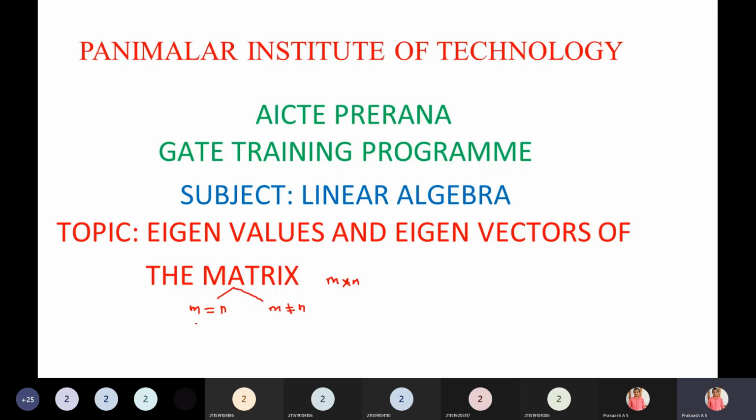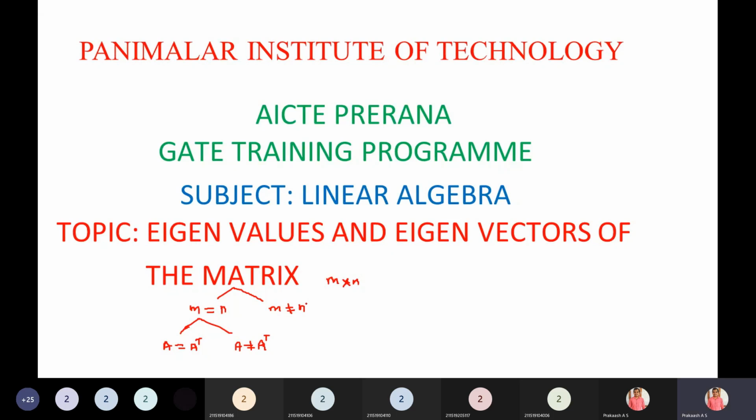In the square matrix, we classify two types: one is the symmetric matrix and another one is the non-symmetric matrix. What is a symmetric matrix? A square matrix A is said to be symmetric if A equals A transpose.